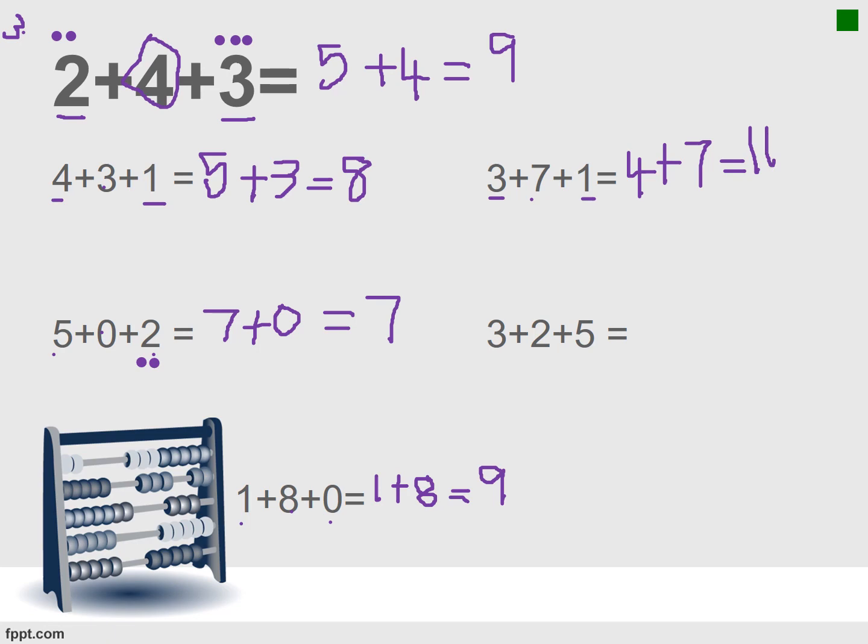The last one, 3 and 5. 3 and 5 together will be 1, 2, 3, 4, 5, 6, 7, 8. Plus 2 equals 8 plus 2 is 10.